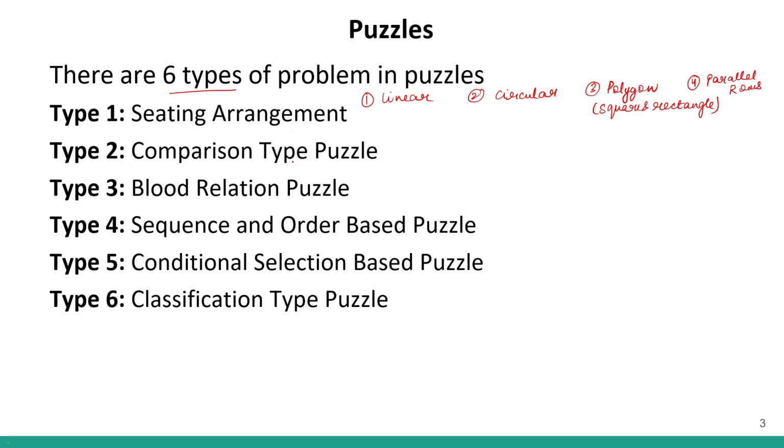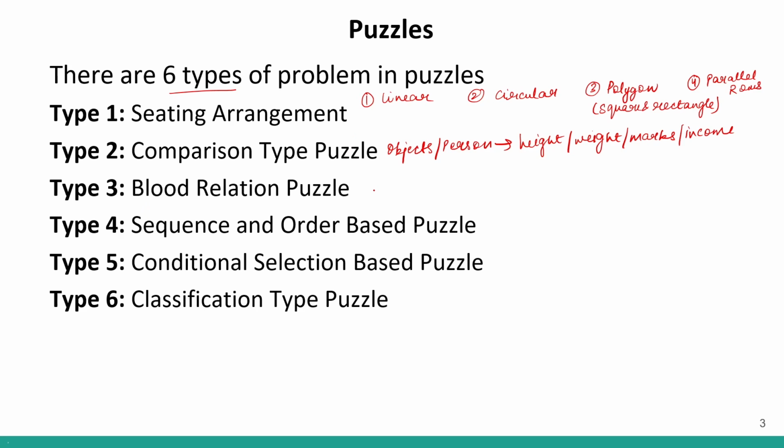Then we discussed comparison type puzzle. Comparison type puzzle basically means that certain objects are there or certain persons are there, correct? And they can be compared based on various attributes. So it can be based on height, it can be based on weight, it can be based on marks, it can be based on income, the price, the manufacturing cost, anything, any comparable units. And these are the questions that come in your comparison type puzzles.